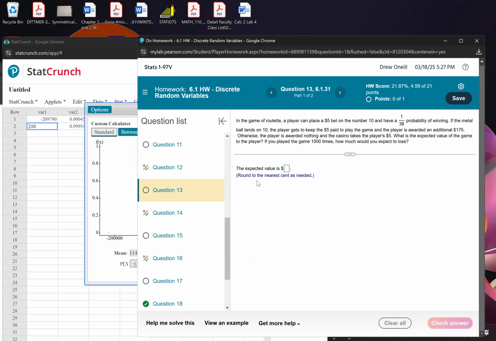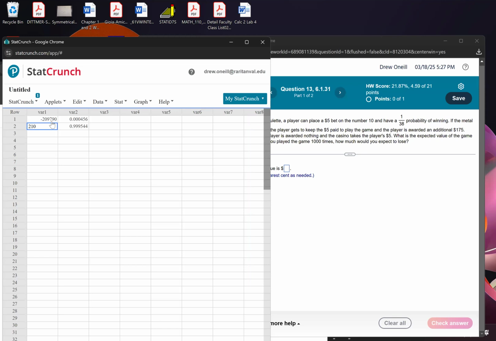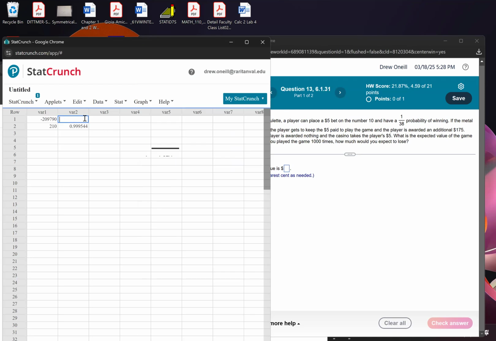Sort of another type of problem where you can create the payout formula. A player can place a $5 bet on the number 10 and have a 1/38 probability of winning. So we want to know what's 1 divided by 38. That's going to go in this column. What's 1 divided by 38? 0.0263, let's say 0.0263. So that's the probability of winning.